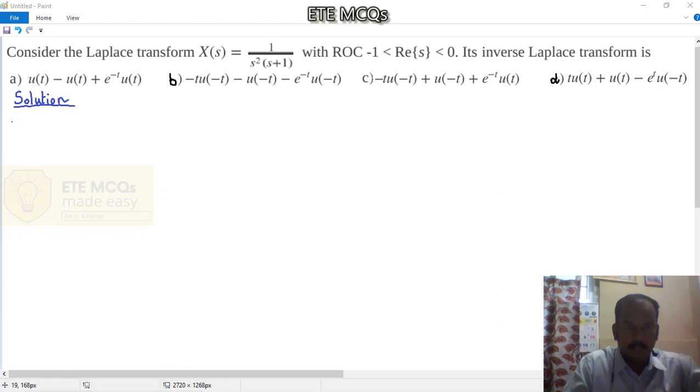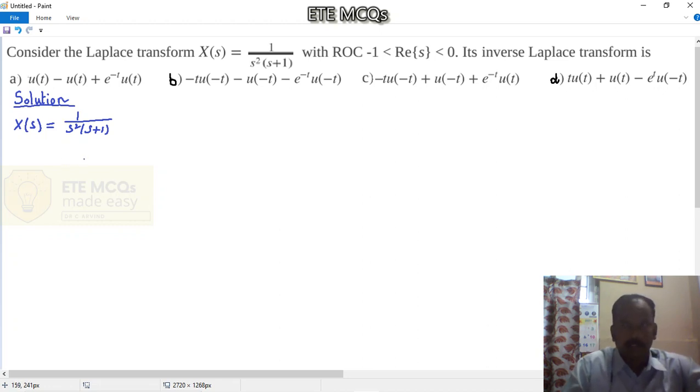Consider the Laplace transform X(s) equal to 1 by s squared into (s plus 1), with ROC minus 1 less than real part of s less than 0. So we have X(s) equal to 1 by s squared into (s plus 1).